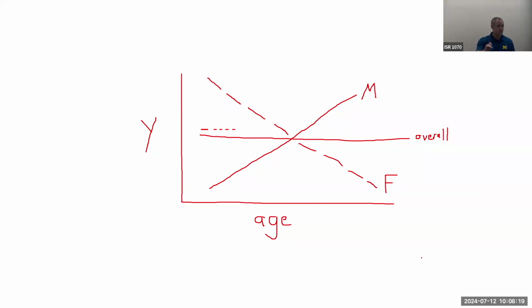Would it be the right decision at that point to kick both of them out of the model and start over and say age and gender have nothing at all to do with this outcome? Would that be the right decision? What's actually happening here? There's an interaction.